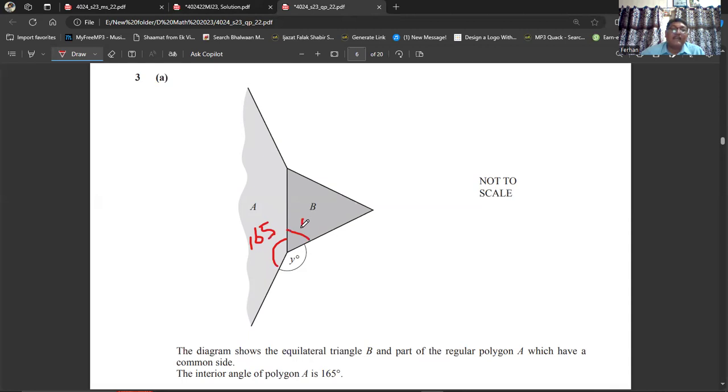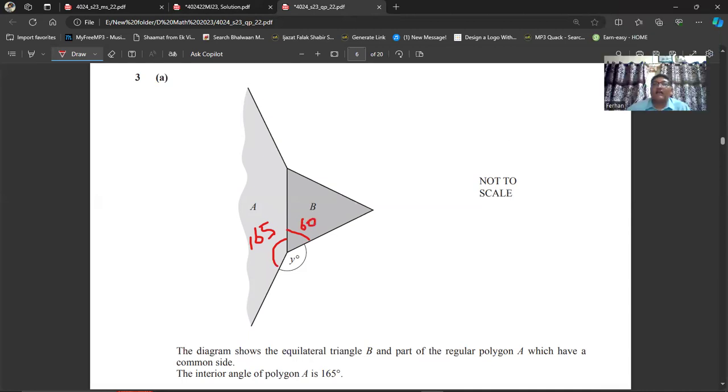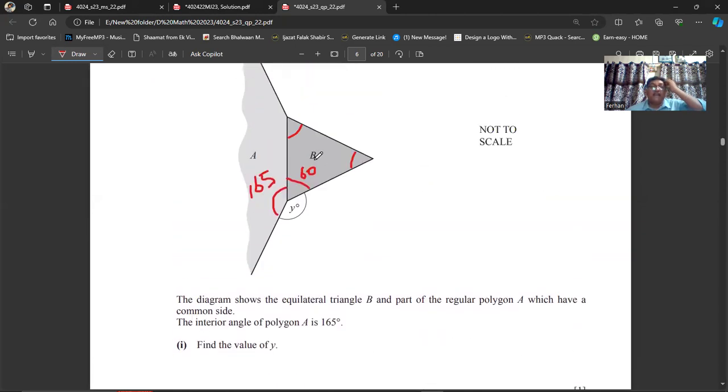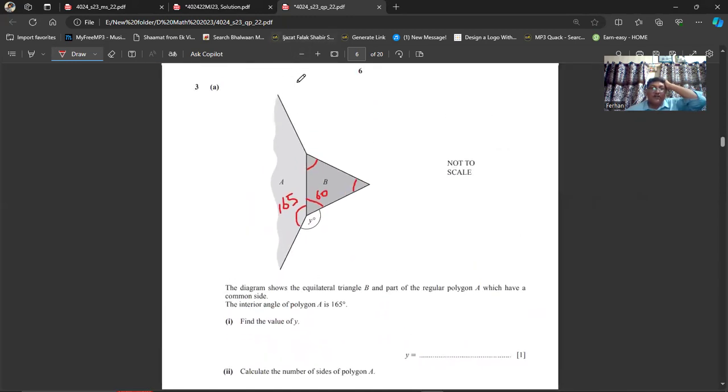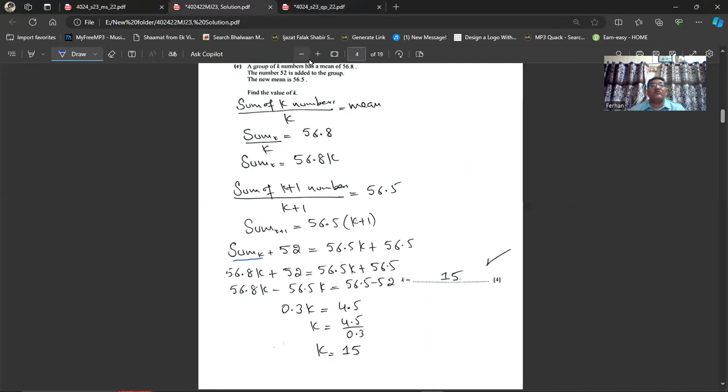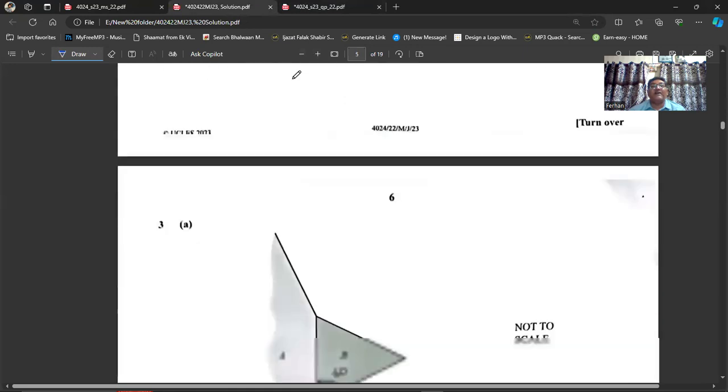Okay. And this is an equilateral triangle, and this angle is 60. This is an equilateral triangle, so each angle is of the 60 degree. This angle is 60. This angle is also 60. So here 165 plus 60 plus y is equals to 360. So from here we can find the value of the y. He says, let me reduce the size so you can see the whole thing. Okay. He says the diagram shows the equilateral triangle B and part of the regular polygon A, which have a common side. The interior angle of the polygon A is 165. Find the value of the y. So y plus 60 plus 165 will be equals to 360. And from there, I can find the value of the y.